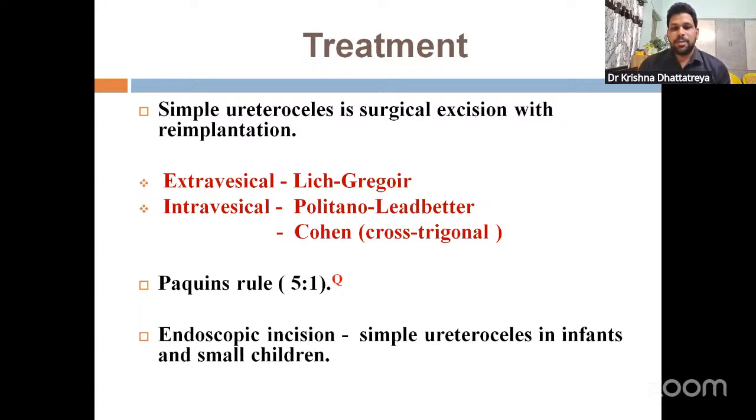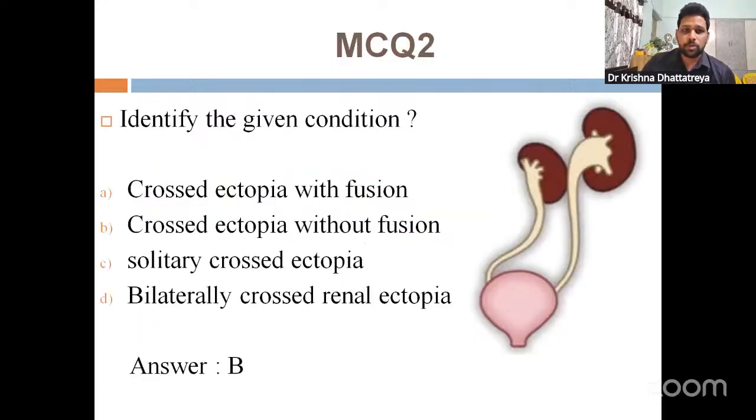And the next one is, for simple ureterocele in infants and small children, you can go with endoscopic incision. So this is the first question. The next question is also an image-based question. This is about crossed ectopia.